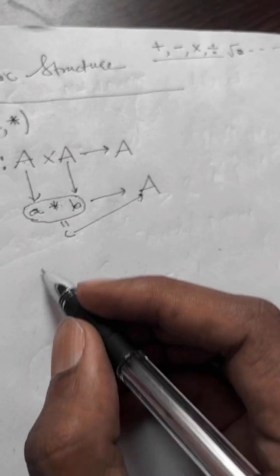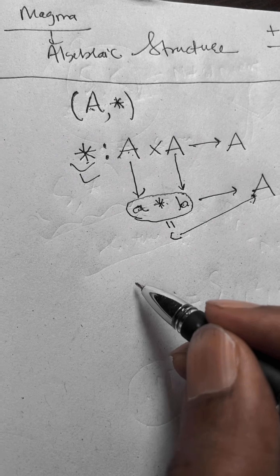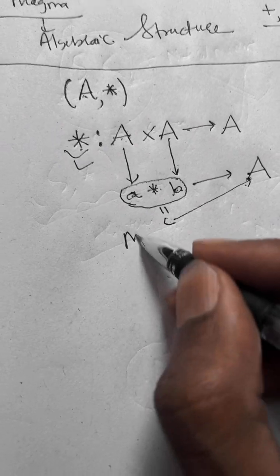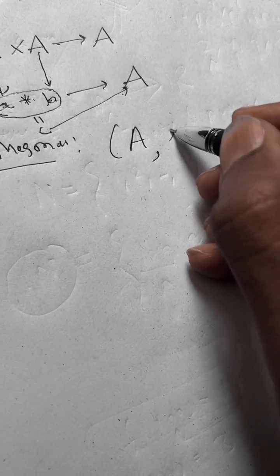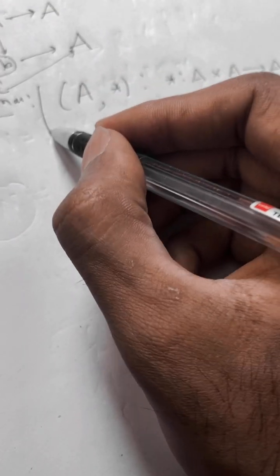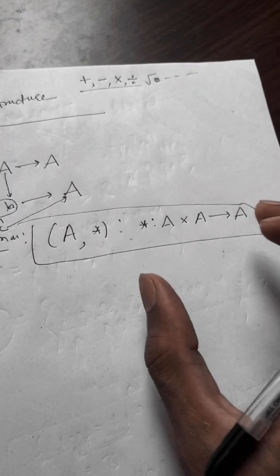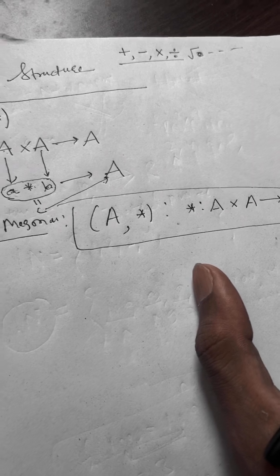So what is closure? Closure is the closure property. So what is magma? A magma is an algebraic structure (A, star) such that star takes the set A and another set A, does the cross product, and produces an element in the set A. So this is a magma. This is the simplest kind of algebraic structure.